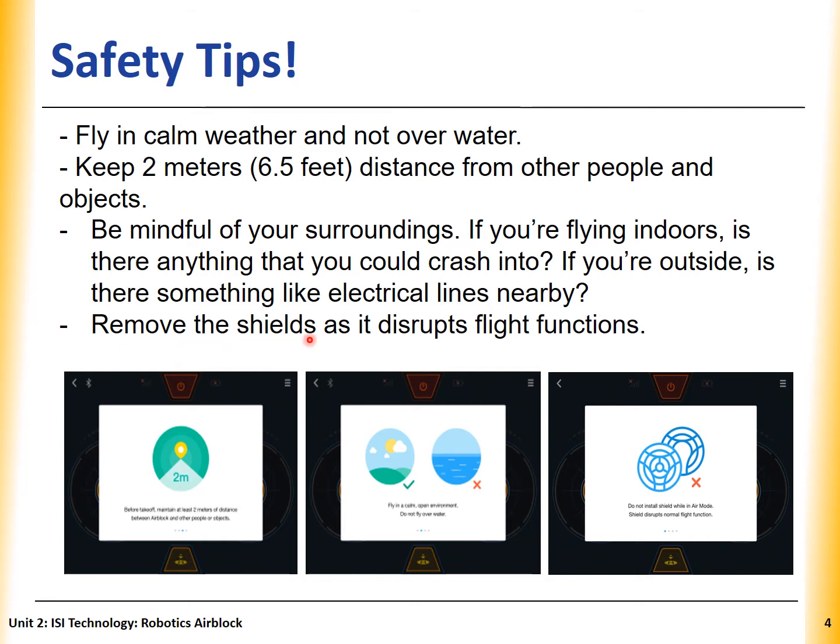Remove the shields as they disrupt flight function. So here, if you notice, we have some icons, 2 meter. We have to stay away 2 meters. Fly it in calm weather, not over water. And these shields, you can use them if you want. But if you notice that the drone isn't flying the proper way, you can take them away or remove them.